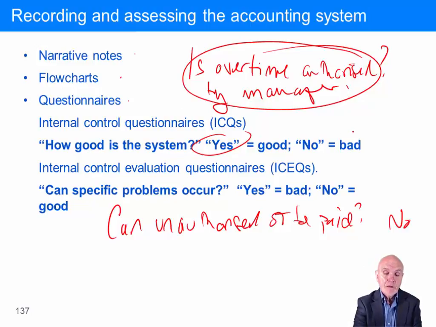This internal control questionnaire can be done by someone of much less skill and experience. You give them a very pointed question here. Is overtime authorized by the manager? Yes, and you can go and quickly gather evidence about this. With the other, you're leaving it up to somebody's judgment a little bit more. Can unauthorized overtime be paid? And there might be a number of different ways which are effective in stopping that being paid.